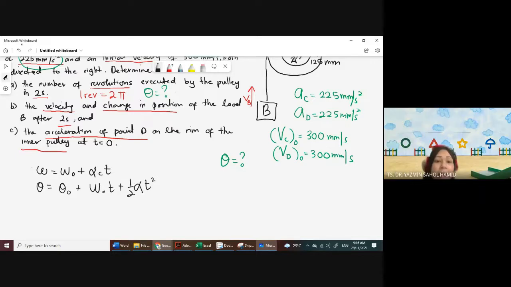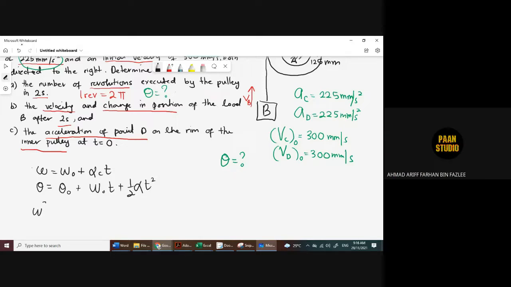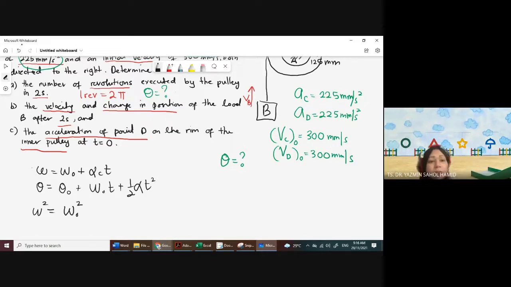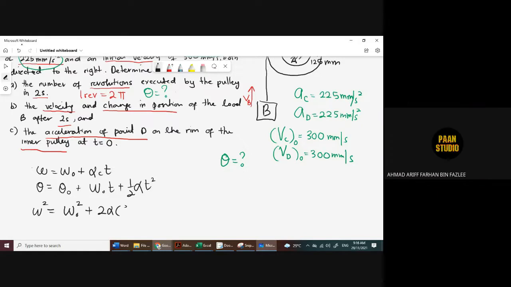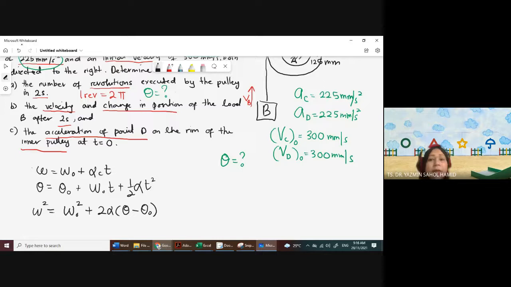Lagi satu: omega squared equal to omega naught squared plus 2 alpha (theta minus theta naught). Okay, now. Sekarang ni motif kita nak dapatkan apa? Alpha kan? So macam mana kita nak dapatkan alpha?